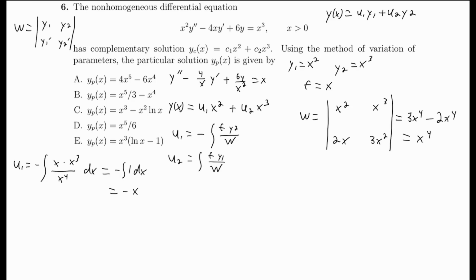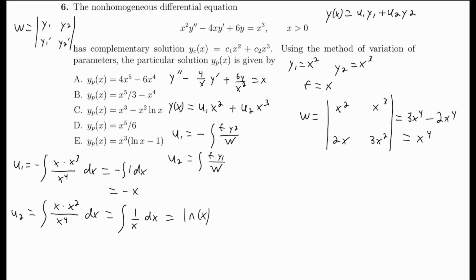We'll go ahead and do the same for u2. That's going to be, from our formula here, f is x, and y1 is x squared. So x times x squared over x to the fourth dx. That will get us x cubed over x to the fourth, which is the integral of 1 over x dx. That integral comes out to ln x. You don't need to include a plus c in these integrals here. So we found u2 is equal to ln x, and u1 is equal to negative x.